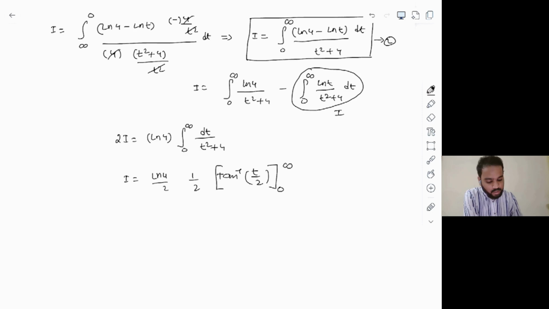So if you put infinity here, you're going to get this as ln 4 by 4 multiplied by tan inverse of infinity, which will be pi by 2, and minus of this will be what if you put t equal to 0, this will be 0.